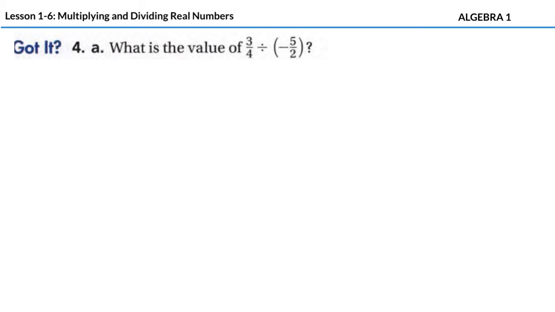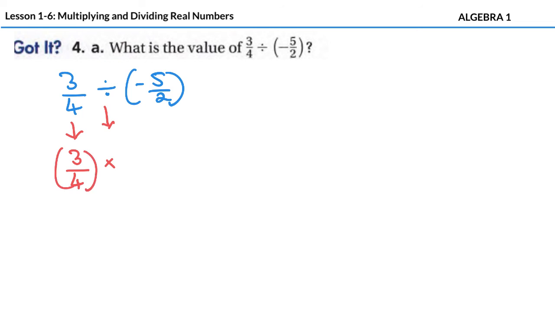Try this. What is the value of 3 over 4 divided by negative 5 over 2? So 3 over 4 divided by negative 5 over 2. So what is the method we learned? Keep the first fraction as it is, 3 over 4. Then change the division sign to a multiplication sign. Then what happens to the second fraction? Flip, take the reciprocal of that, negative 2 over 5. And then you can multiply.